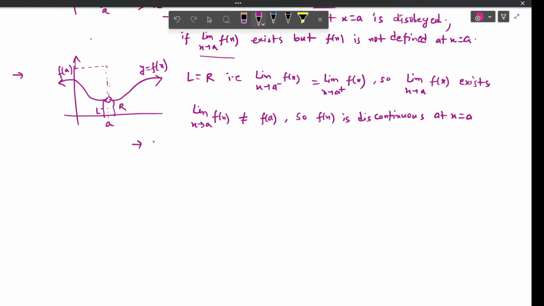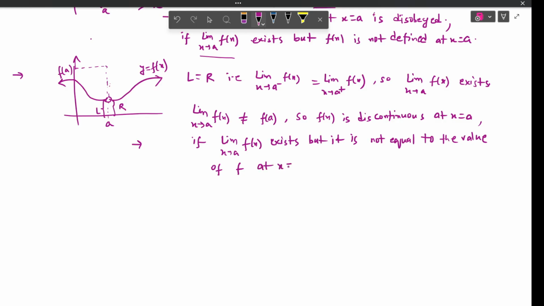So here the possibility is, at x equals a, if limit x tends to a f(x) exists, but it is not equal to the value of the function f at x equals a. Okay.